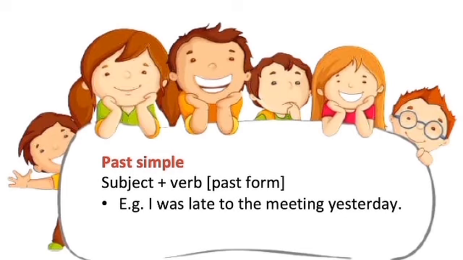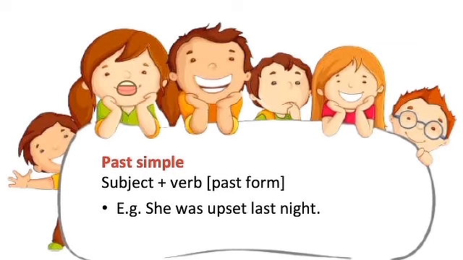For example, I was late to the meeting yesterday. The subject is I and was is the verb. Here the verb was is in the past form of the verb to be. Another example is, she was upset last night.